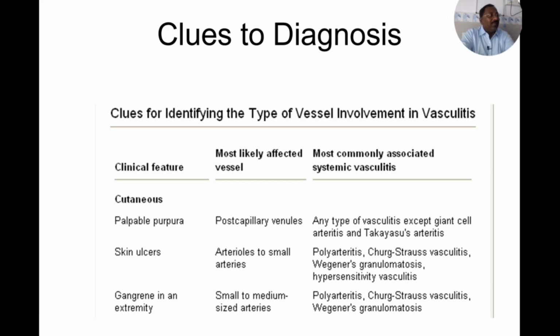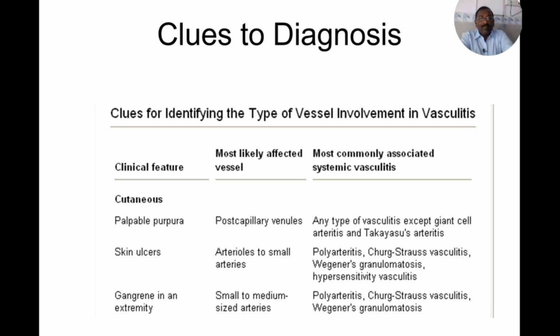So, clues to the diagnosis. Already I gave you one clue about the age: young age group, middle age group, elderly, or children. Now you see the palpable purpura. With palpable purpura, the most likely affected vessel is the post-capillary venules. It's a small vessel disease, not a medium vessel or large vessel disease. Any type of vasculitis except giant cell arteritis and Takayasu arteritis will have a palpable purpura.